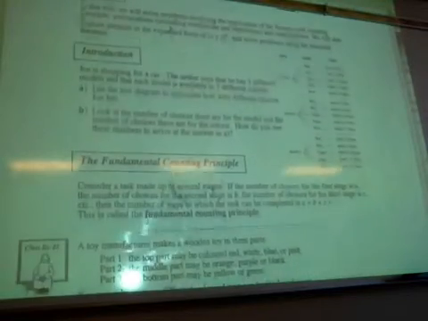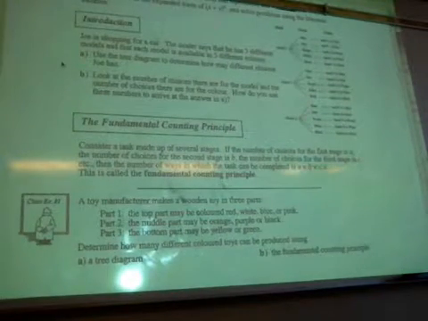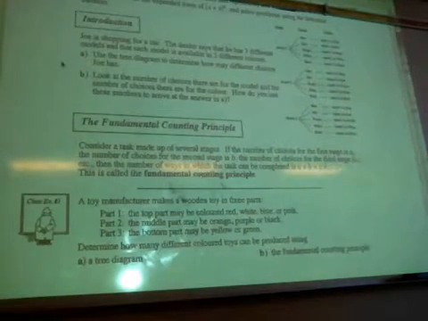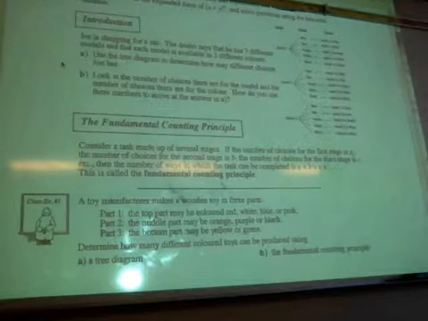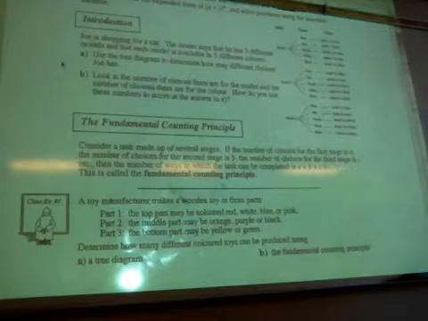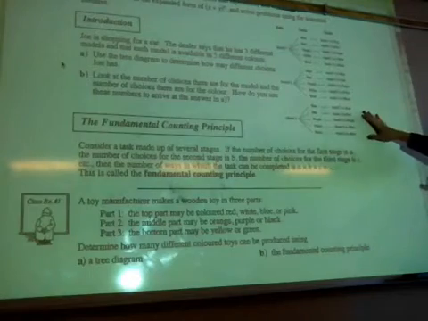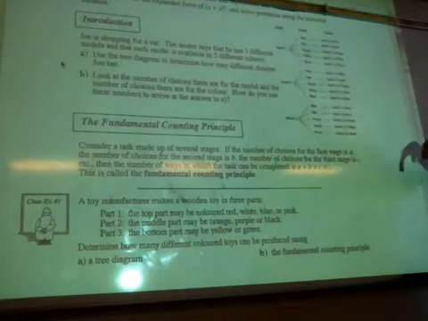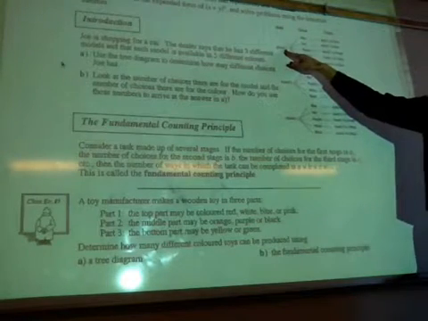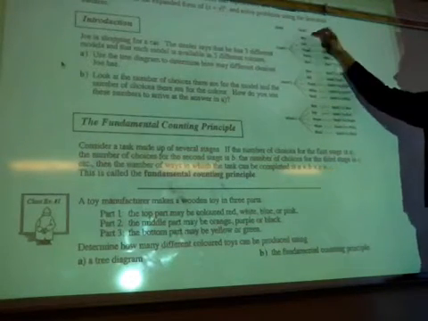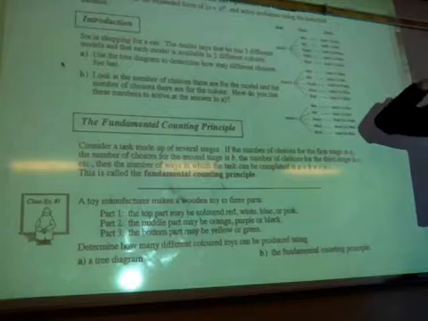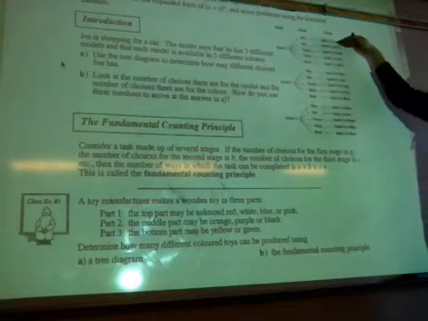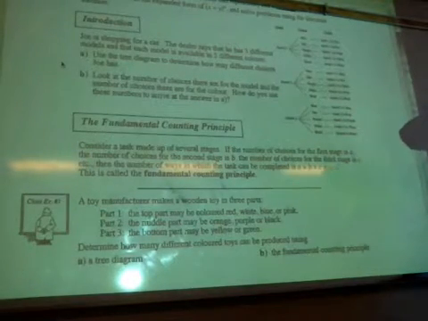Okay, so first example, Joe is shopping for a car. The dealer says that he has 3 different models and each model could be available in 5 different colors. So the tree diagram on the right is showing how those options are separated. If Joe chooses Model 1, Model 1 has blue, red, purple, white, or black as an option. So that means there's 5 choices for Model 1.